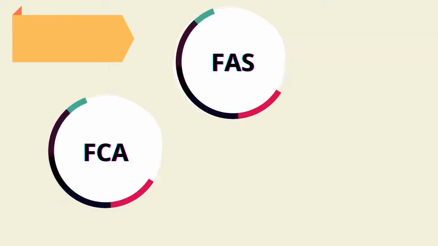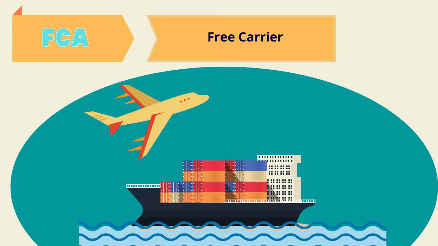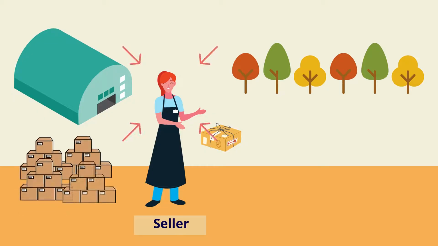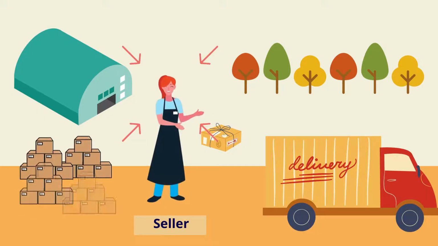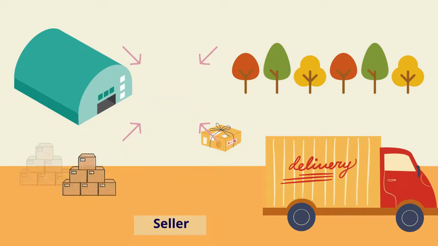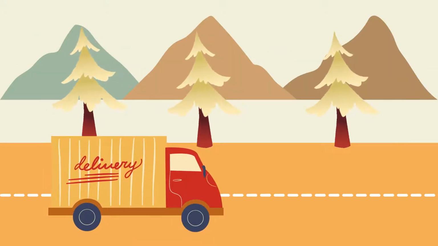Up next, Group F, which contains 3 trade terms: FCA, FAS, and FOB. FCA stands for Free Carrier, which applies to sea and air transportation. If you are a seller, you will need to deliver the goods to the carrier, or another person nominated by the buyer at the seller's premises or another named place.